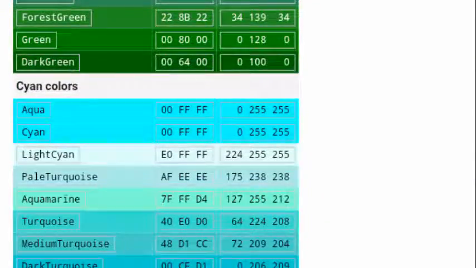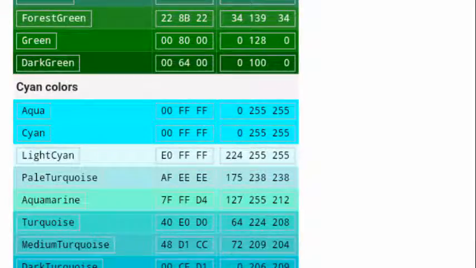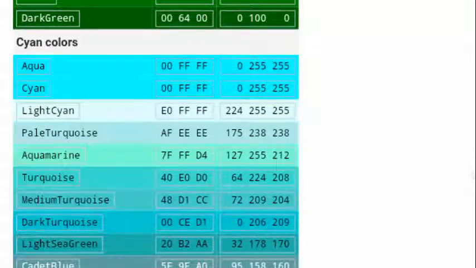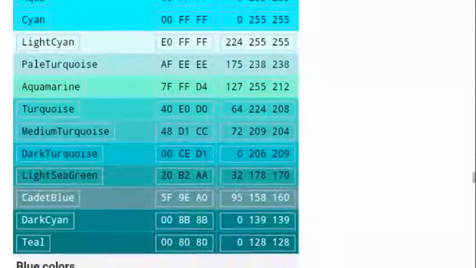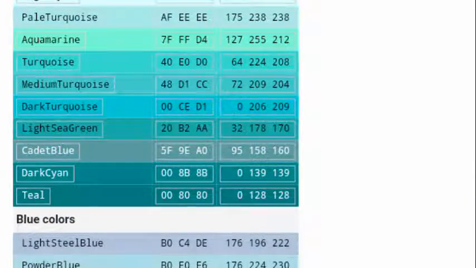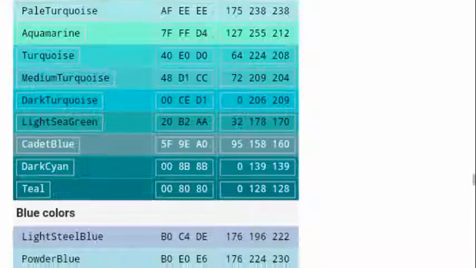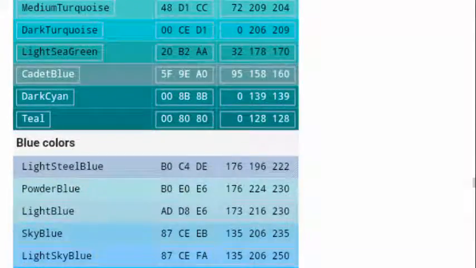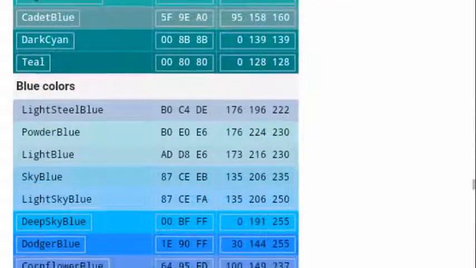And then you have cyan colors. They are also led by green and blue. So green and blue gives cyan. Then you have aquamarine, light sea green, cadet blue, and blue. Then you get primary color.